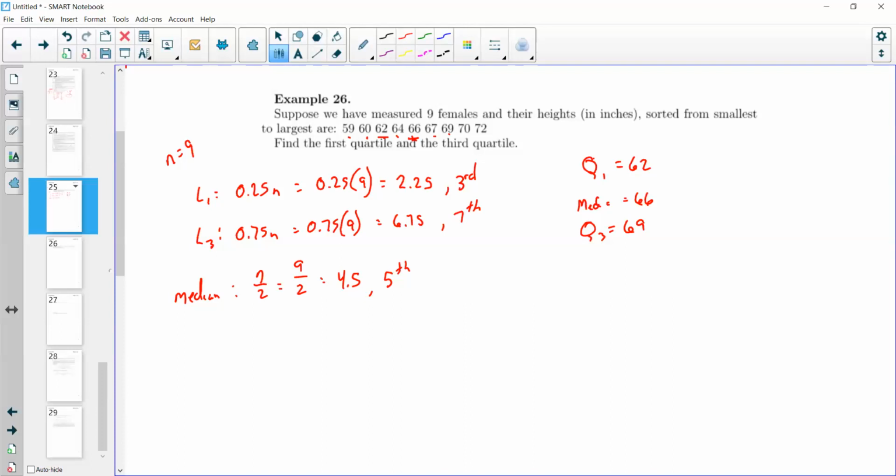And just for fun, what's the minimum? What's the lowest data point? 59. And what's my maximum? 72. I'm cheating. There's a question later that asks for the 5-point summary of this data. So that is it. Any questions on how we did that?